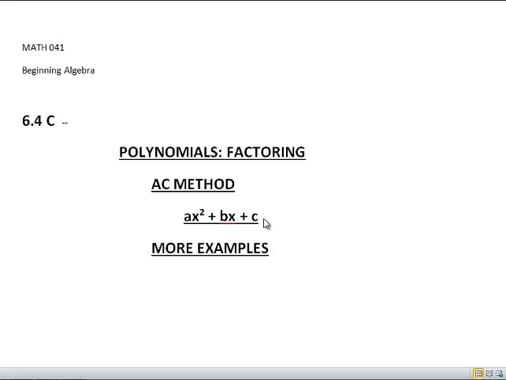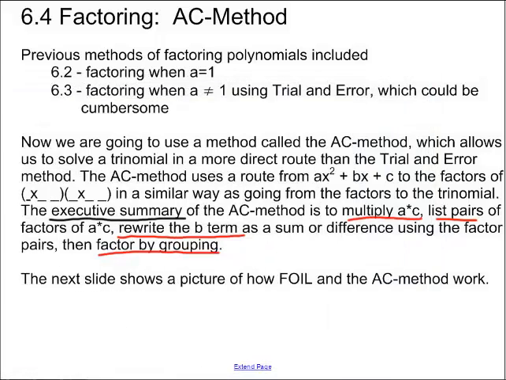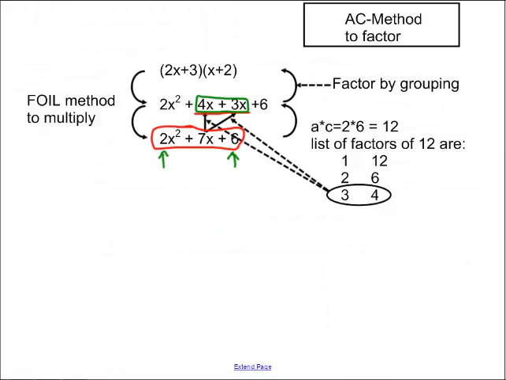Again, we'll be given an ax squared plus bx plus c, a trinomial like this. Not necessarily in that format, but we'll be given something like that, and we'll have to start factoring. So let's go over to our SMART presentation. So here's our AC method, and here is an example.